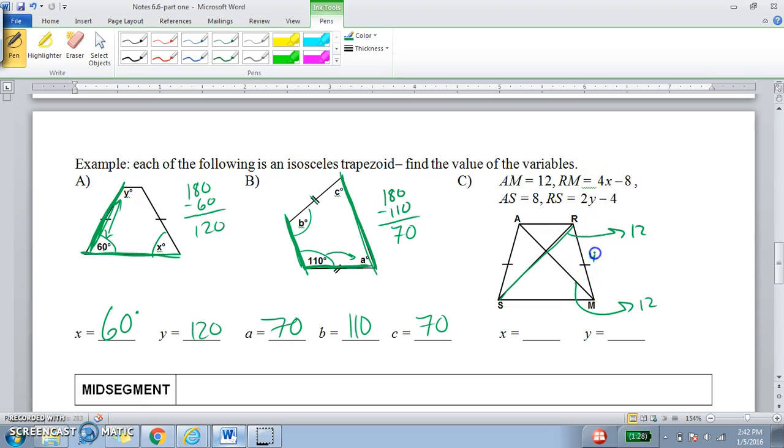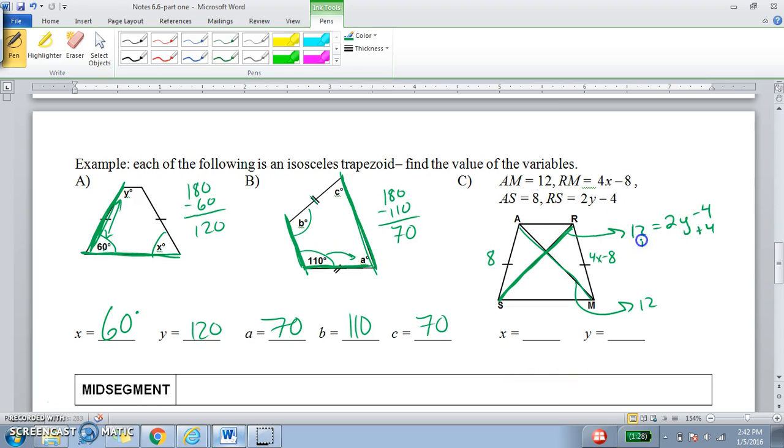RM, so this piece over here is 4x minus 8, and AS is 8. We're also told that RS, which we just wrote over here, is 12. Since AM is 12, RS is 2y minus 4. Well, since we know that it's 12, we can set it equal to 2y minus 4.